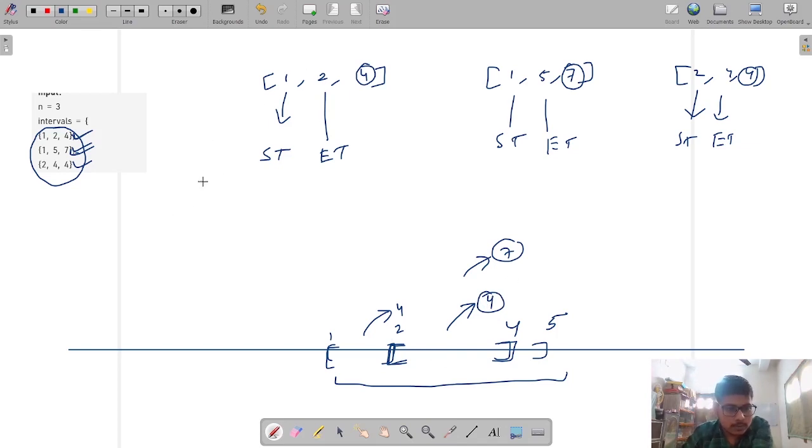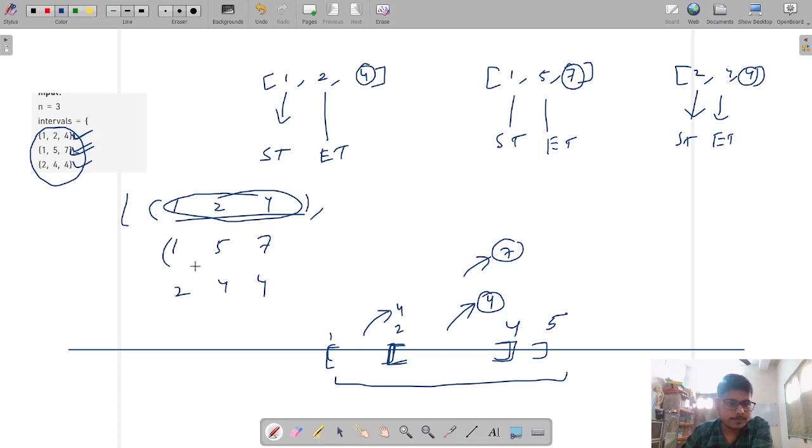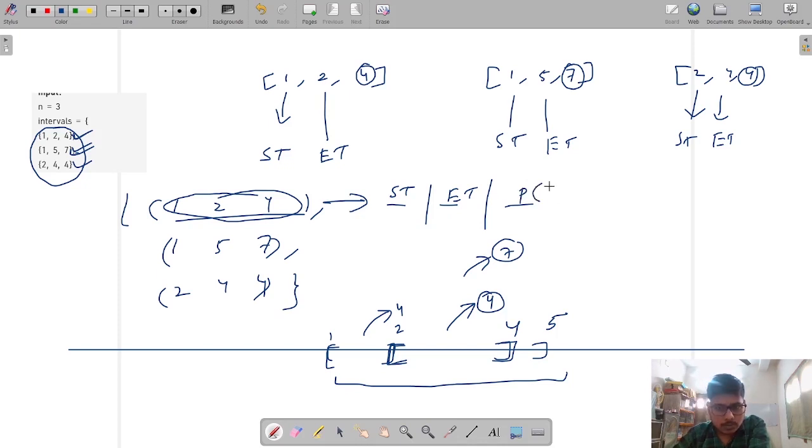We are given a 2D array. A 2D array is like a matrix, so I can represent this like a matrix: 1 2 4, 1 5 7. There is no use of a matrix here in this question, I am just writing. The first row, or the first element, let's keep it as an element. So this is my array. The first element is representing 3 things. First thing is my starting time, second thing is my ending time, and the third is the profit for doing a job from the starting time to the ending time. This is the information given to us.